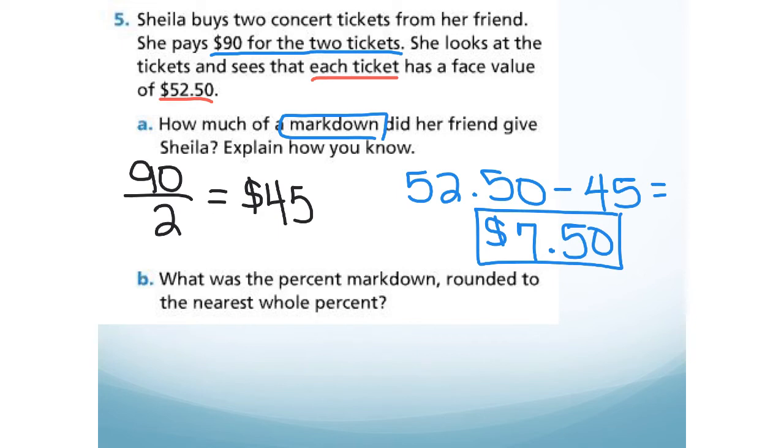Part B, what was the percent markdown rounded to the nearest whole percent? We are looking for the percent markdown. We are looking for the percent of decrease.